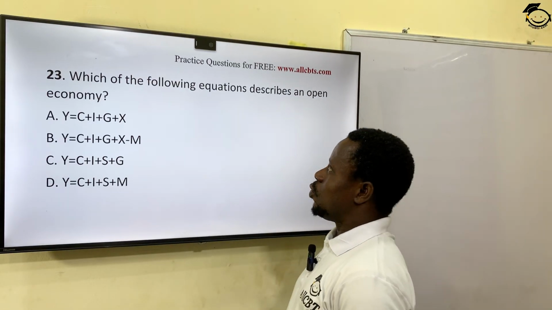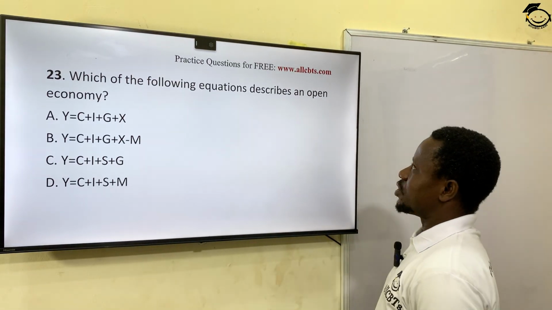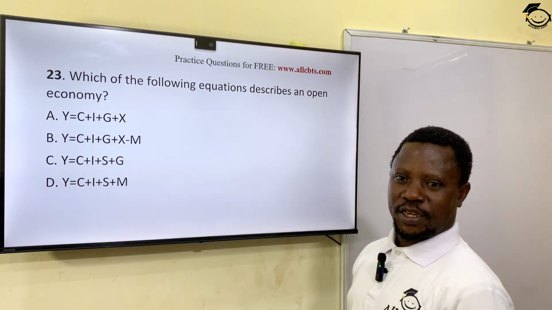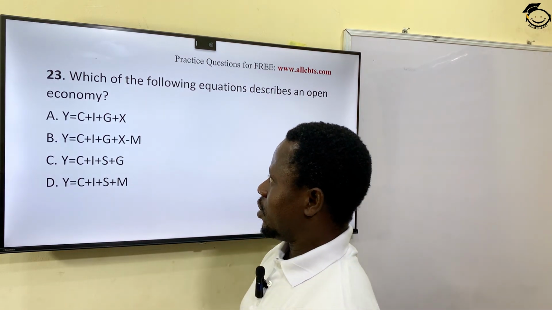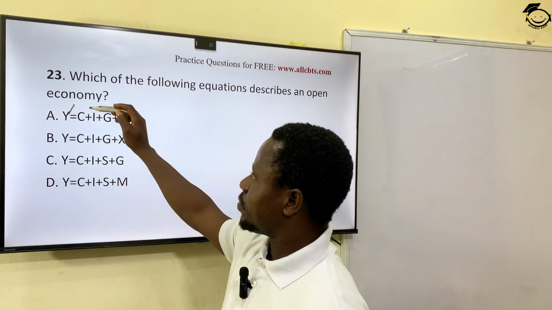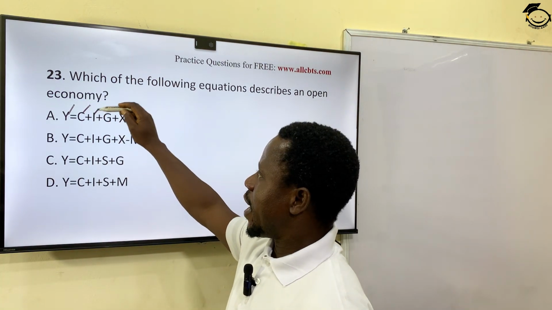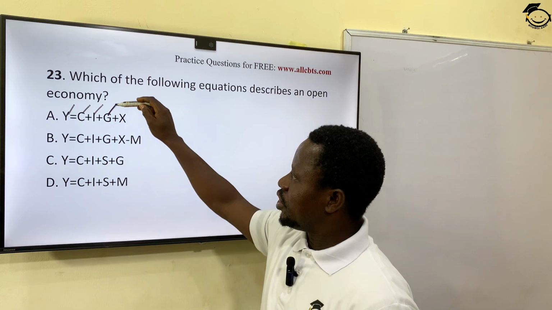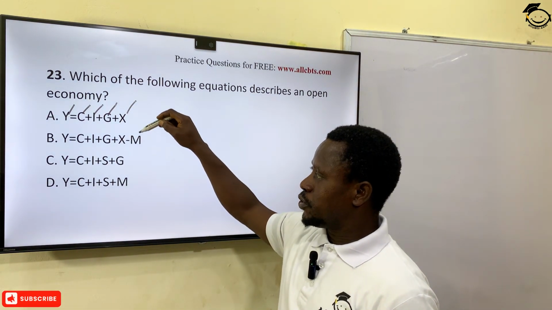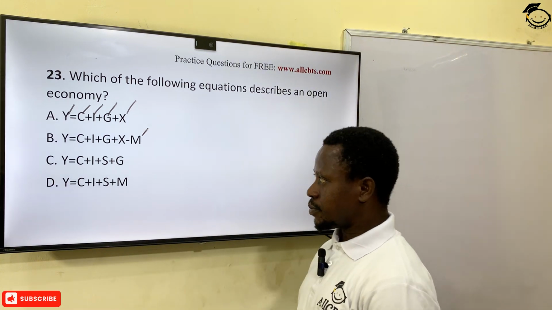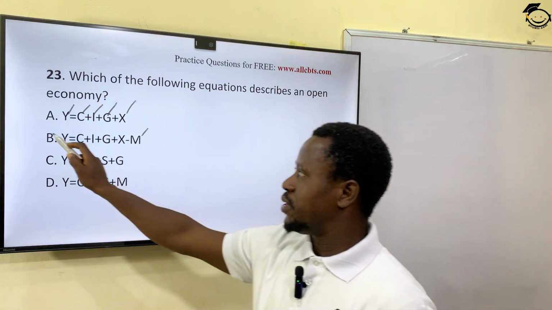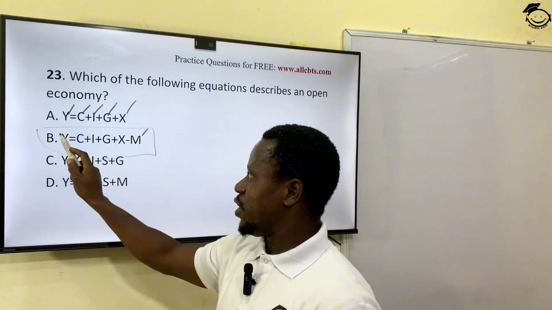Next question. Which of the following equations describes an open economy? This is typical of national income. Okay? The word Y. Y means income, national income. C is consumption. I is investment. G is government expenditure. X is export, while M is what? Import.